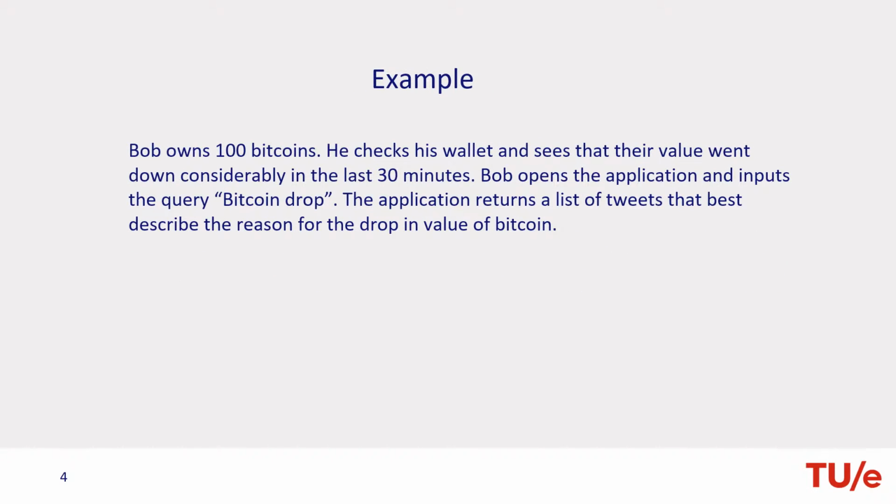Here is an example. The user has some bitcoins, and the value of the bitcoin dropped dramatically in the last 30 minutes. The user opens the application and inputs the query "Bitcoin drop". The application returns a list of tweets that best describe the reason for the drop in the value of Bitcoin.